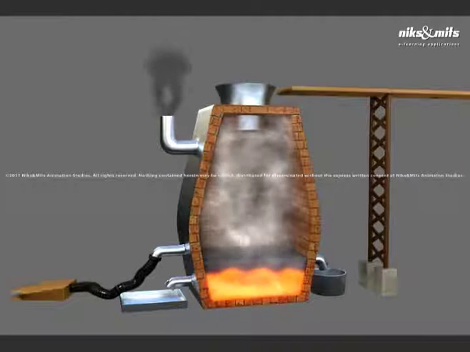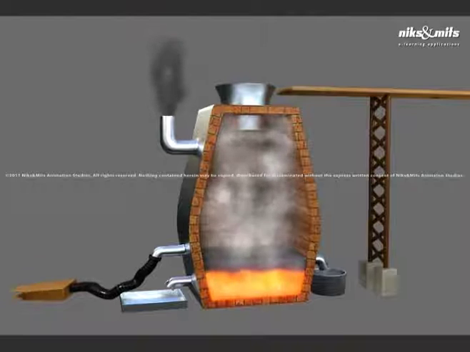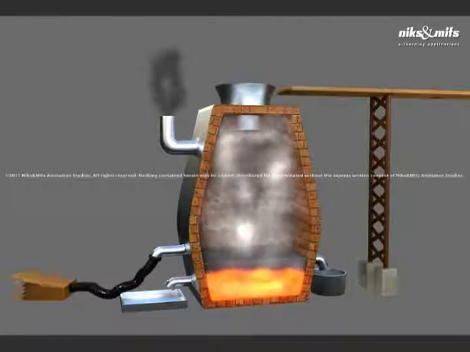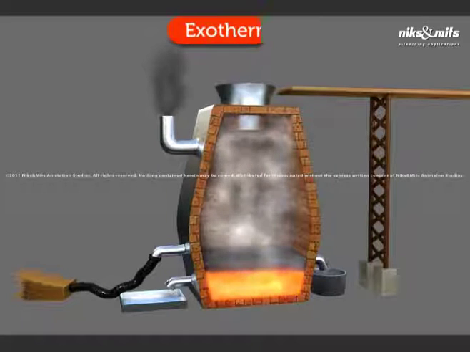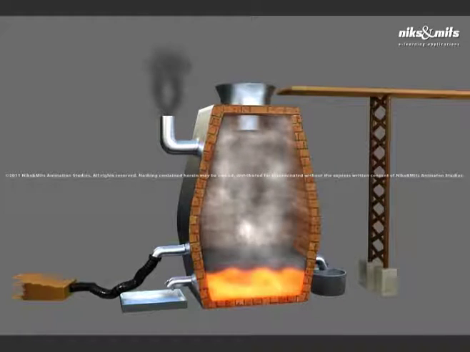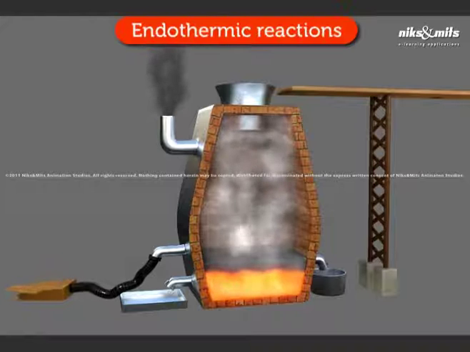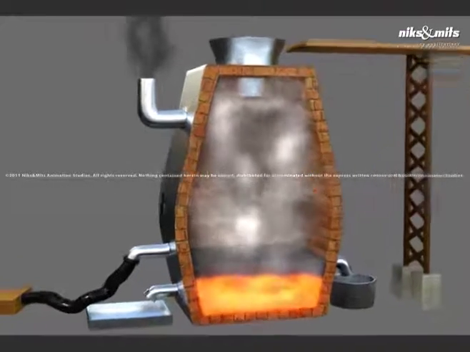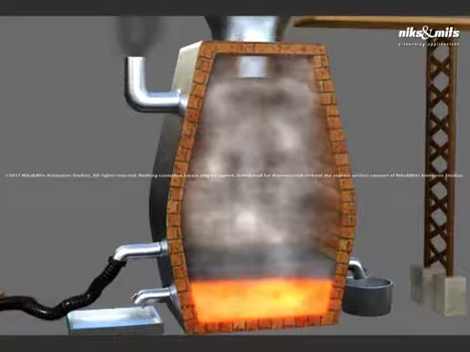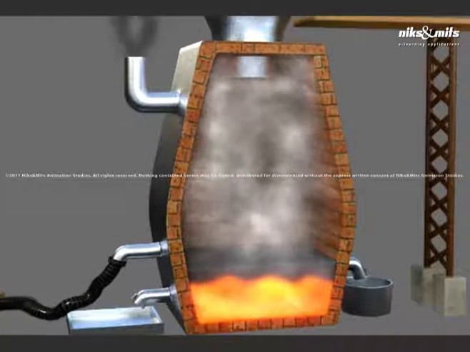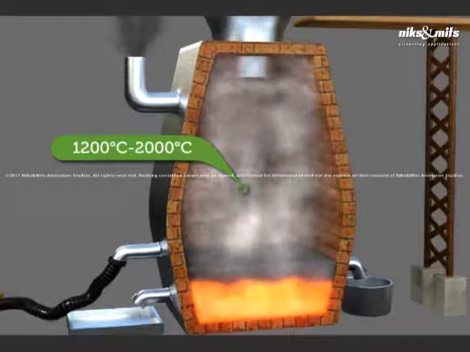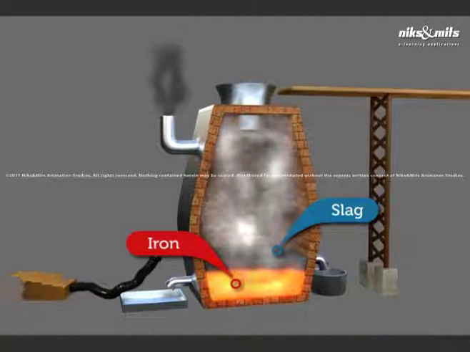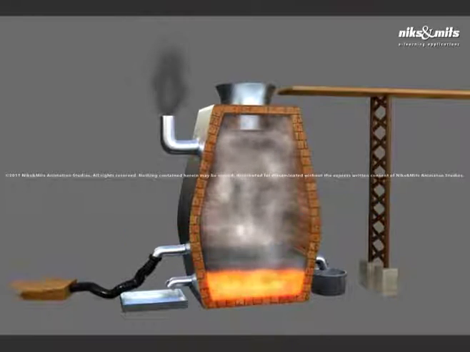Oxygen in the hot air combines or oxidizes with the coke in the descending charge to form carbon dioxide. This reaction is highly exothermic. The heat liberated in this reaction brings about various endothermic reactions in the furnace to produce iron and slag. In the middle region of the blast furnace, the temperature is very high, approximately 1200 to 2000 degrees Celsius. At this temperature, the iron and slag formed are in molten state.